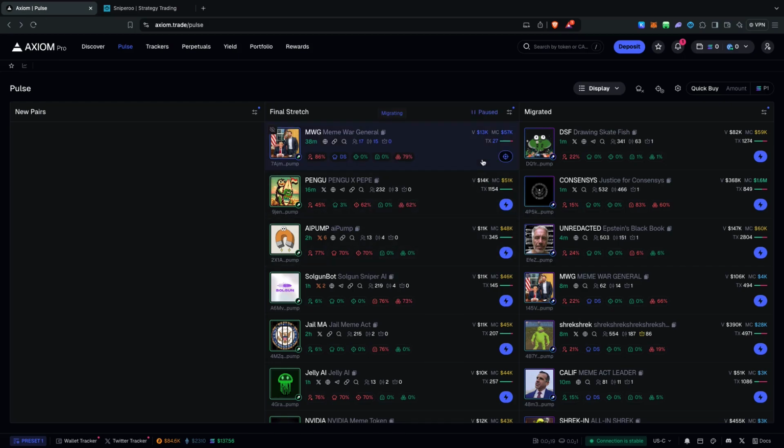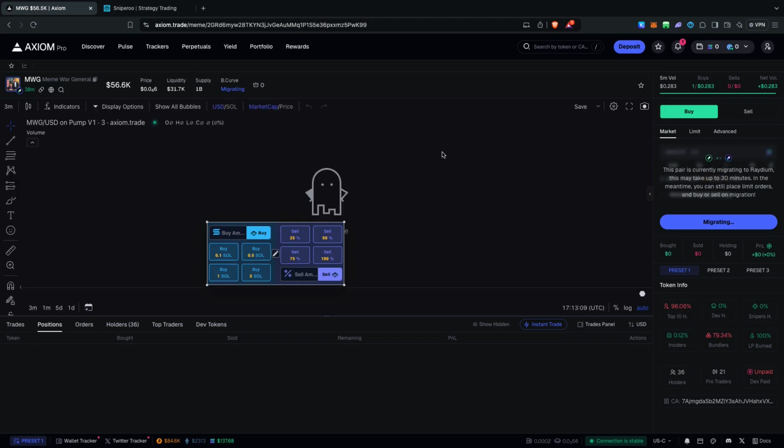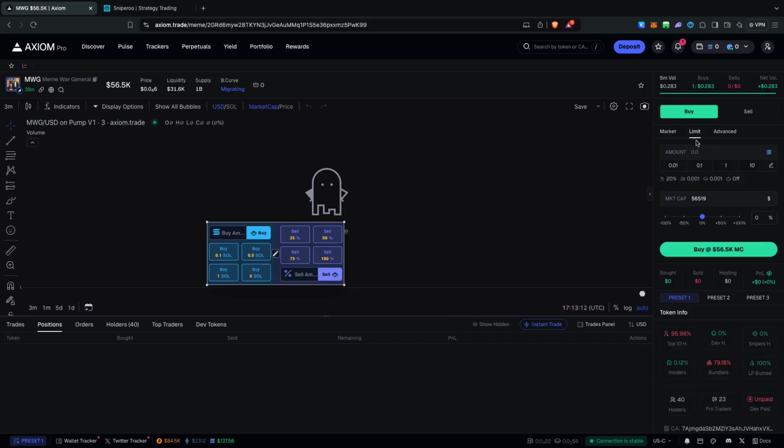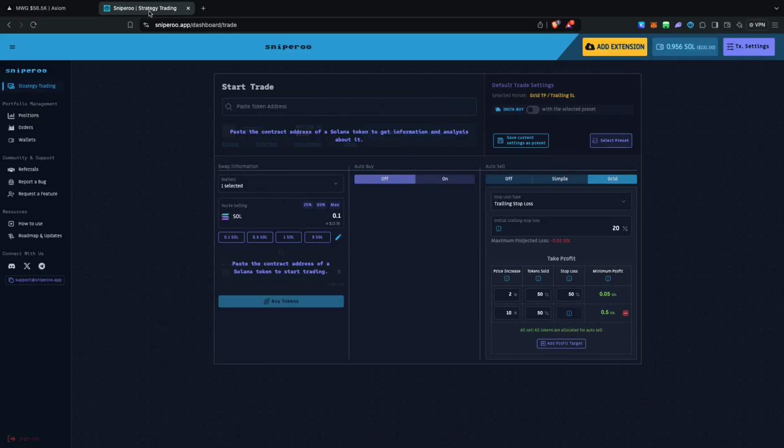Now, a lot of you might be wondering, why should I use a third party in this particular case? Well, when you go to Axiom, as much as it is a better trading platform in comparison to Photon, BullX, etc., it is limited due to the fact that there are only stop losses. As you can see right over here, the type of execution orders that you are allowed to have are not really as advanced, especially when it comes to safeguarding your profits.